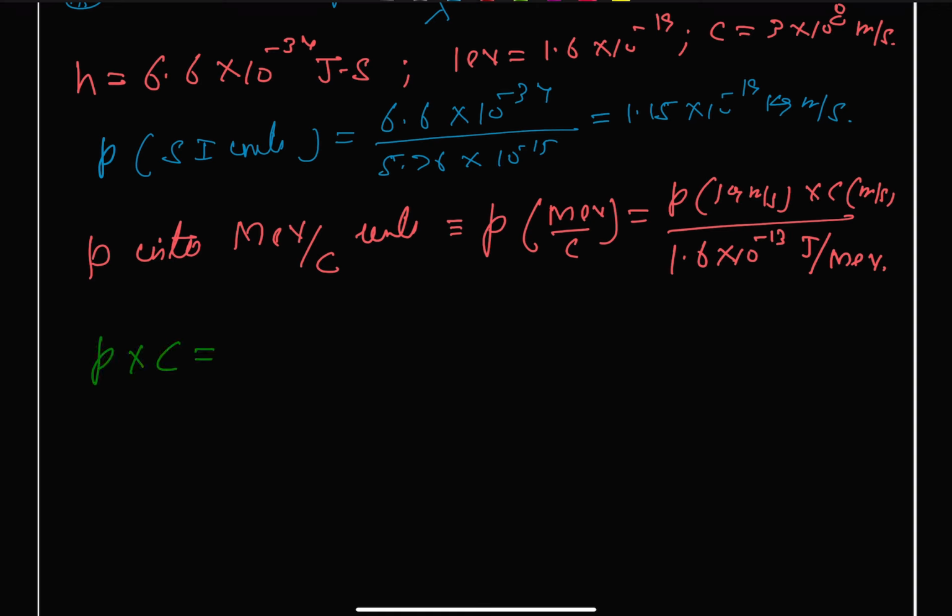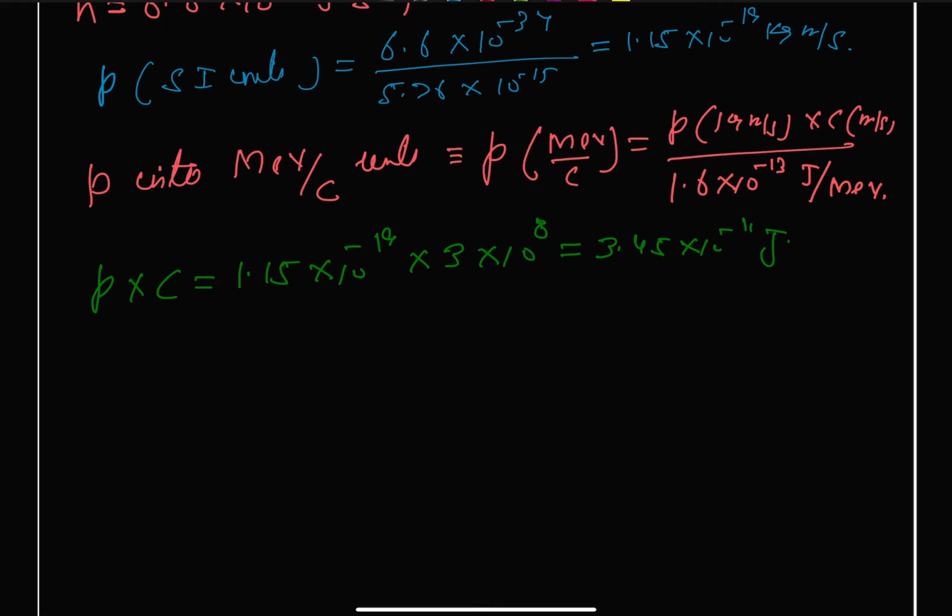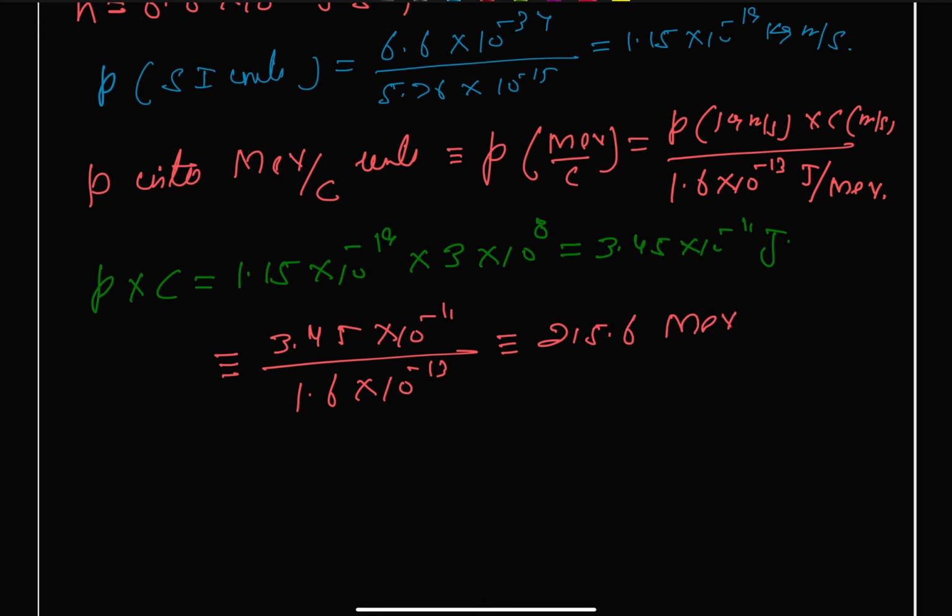P multiplied by C is equal to 1.15 into 10 to the power minus 19 multiplied by 3 into 10 to the power 8. This gives us 3.45 into 10 to the power minus 11 joules. And we are going to convert this into mega electron volt. So we compute this as 3.45 into 10 to the power minus 11 divided by 1.6 into 10 to the power minus 13, which will give us 1.6 mega electron volt C.